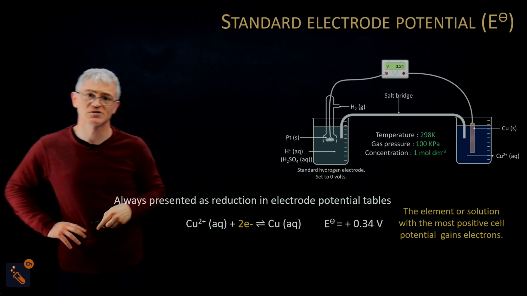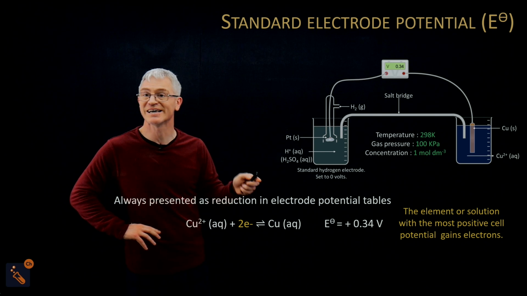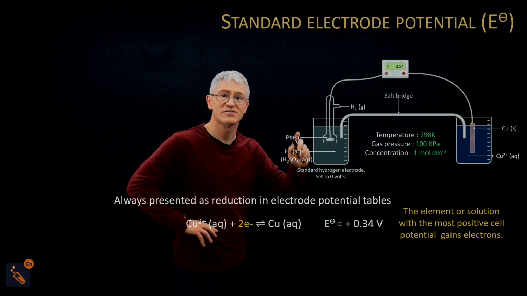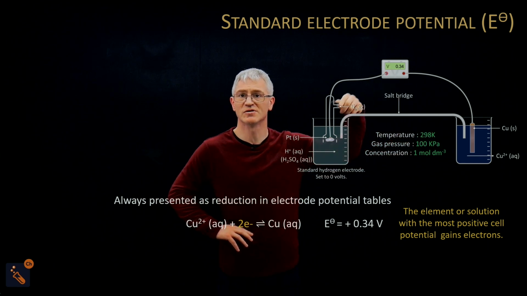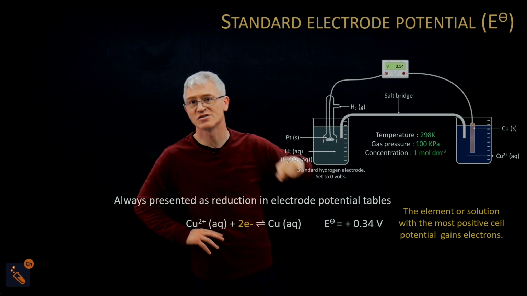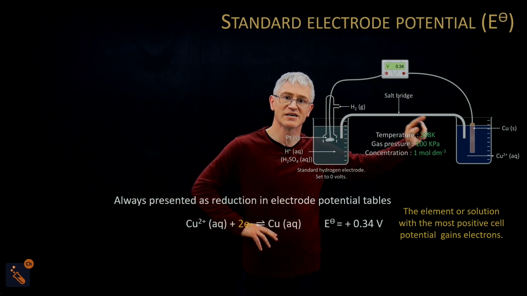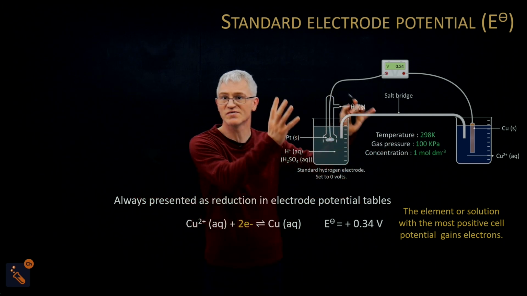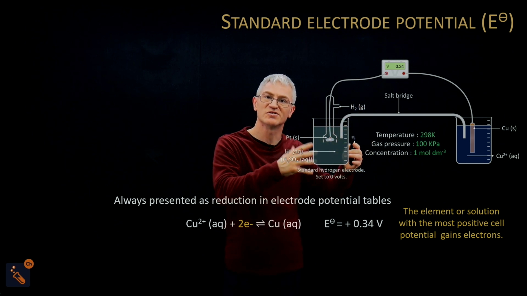Now just reminding you, the element with the most positive cell potential gains the electrons. So in this case, the copper would gain the electrons because it's plus 0.34, and this would lose. And the one that loses is always on the left. So this is the anode, always loses, and this is the cathode, always gains. And this is the negative electrode because it loses lots of electrons there. All electrons flowing around, too many electrons, so therefore overall it's negative.